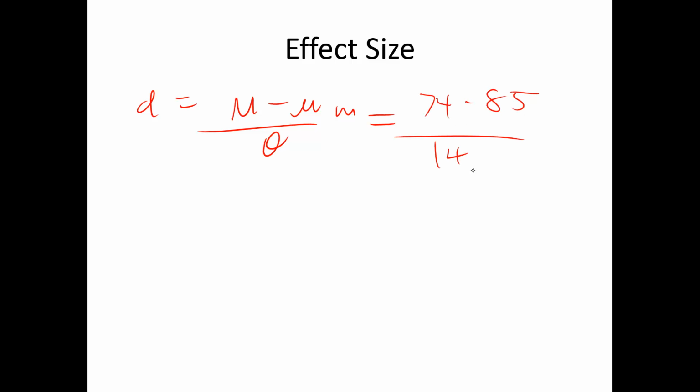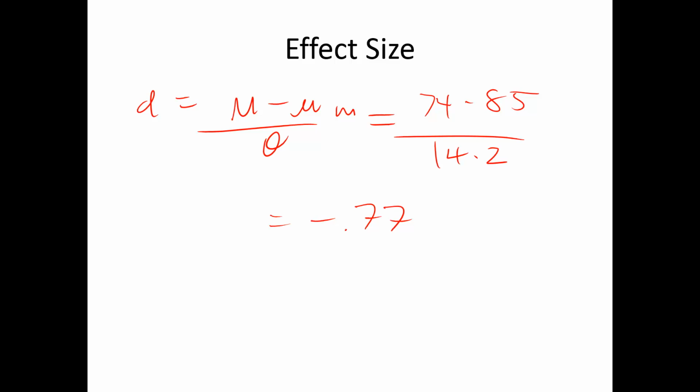And for good measure, let's do effect size on this. So remember, effect size is mean minus mu divided by standard deviation and not standard error. So I got 74 minus 85 divided by 14.2. So it's still a large effect. It's close to large. It's negative 7.77. So remember that 0.8 is close to large.